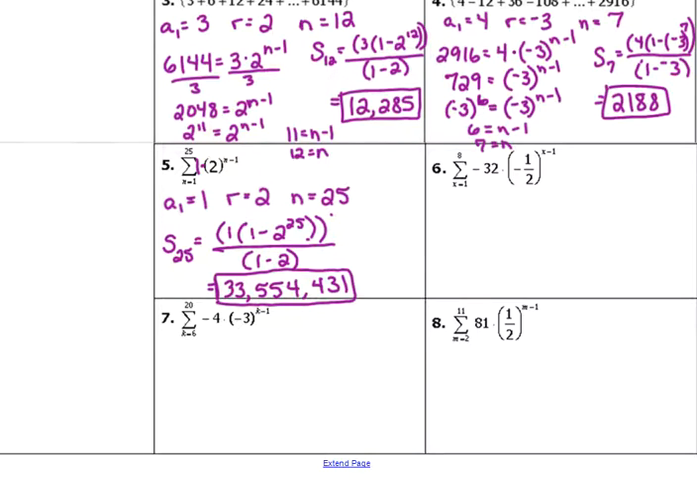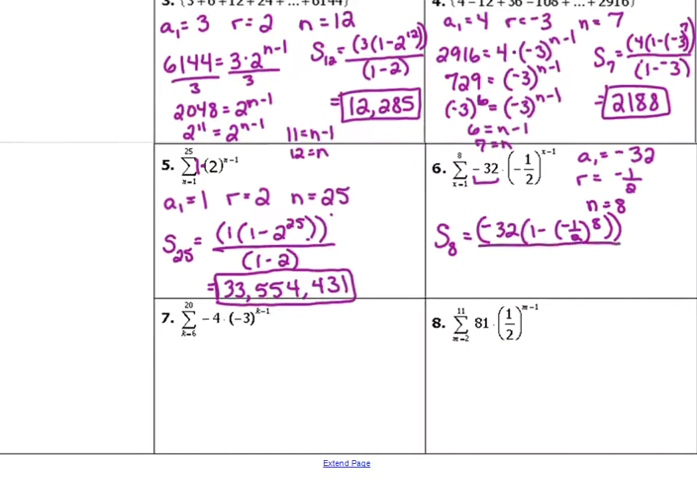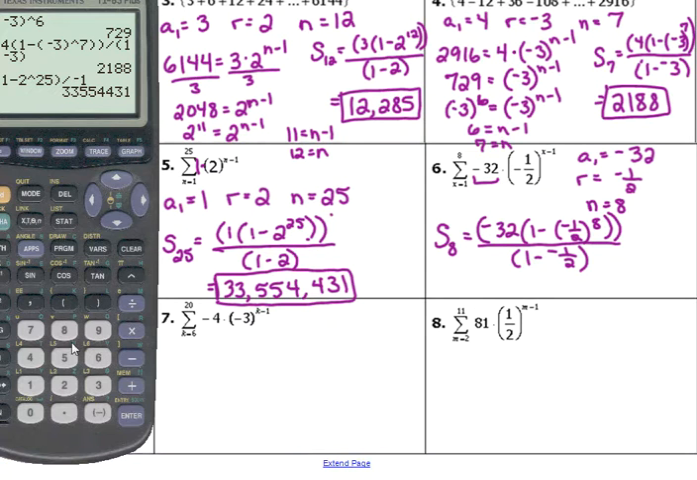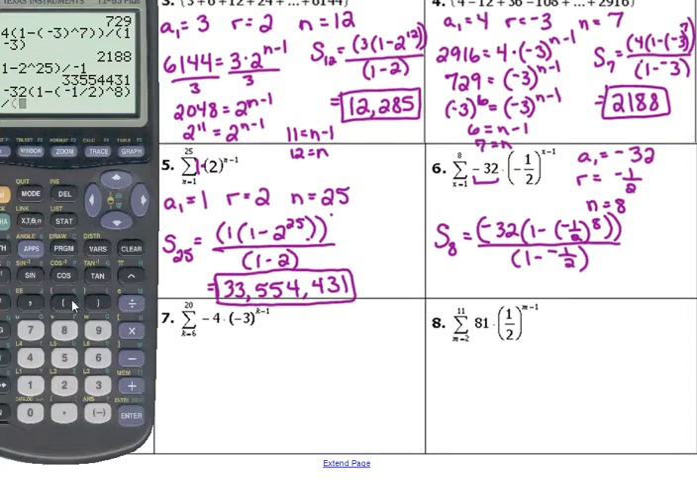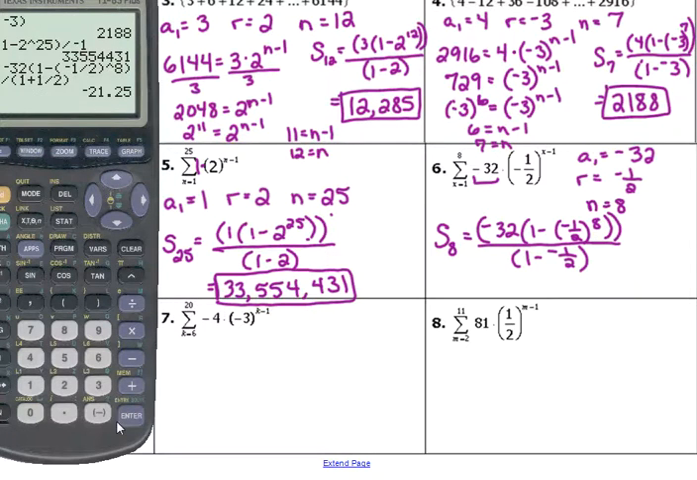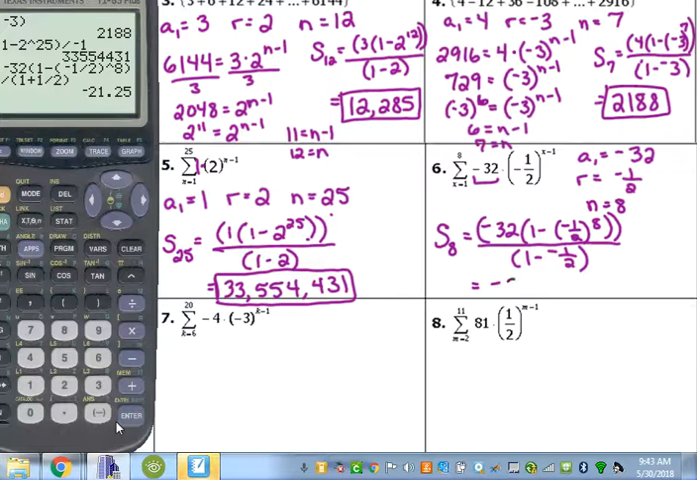Okay, number 6. Let's identify the pieces. A sub 1 is negative 32. It's that part right there in front. R is negative 1/2. And our index goes from 1 to 8. So our number of terms is 8. So S sub 8 is equal to the first term times 1 minus, remember, it's negative and a fraction. You definitely need parentheses around it. Over 1 minus common ratio. Negative 21.25.